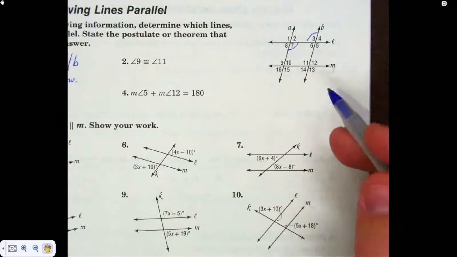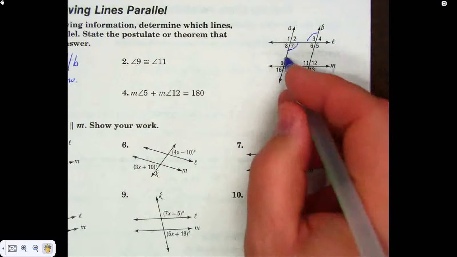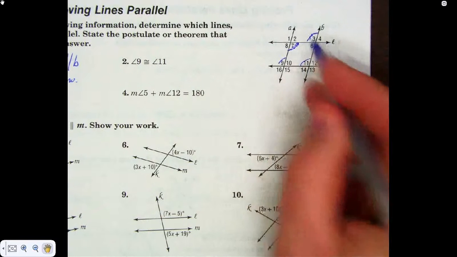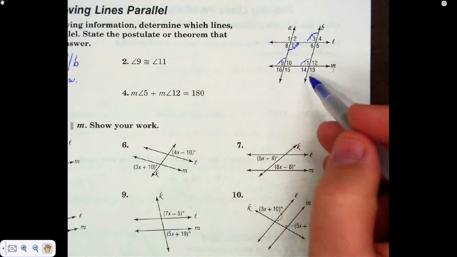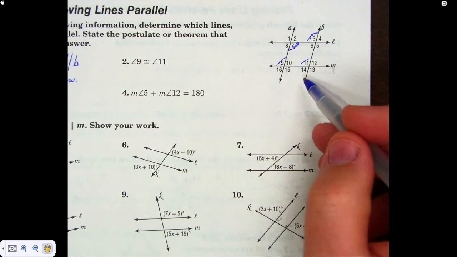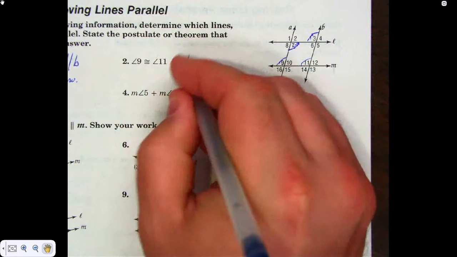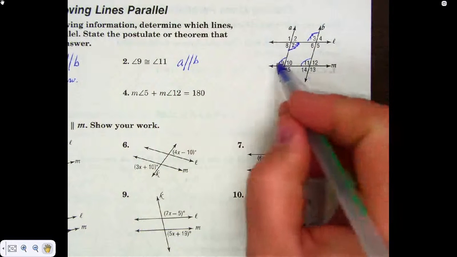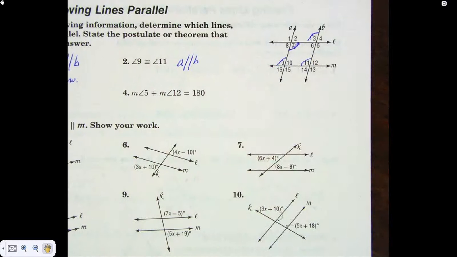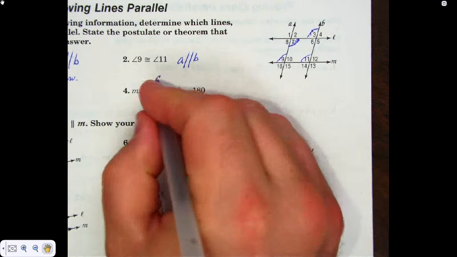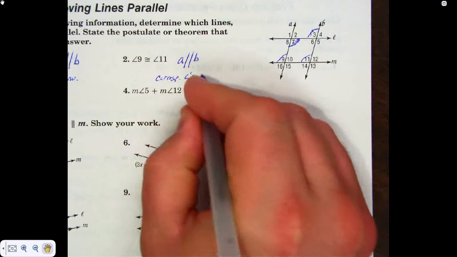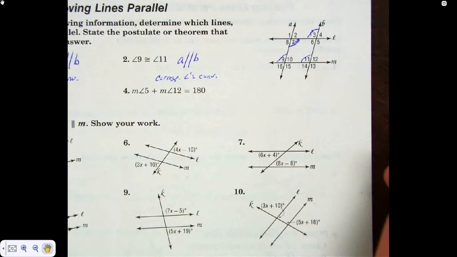Angle 9 and 11. 9, 11. Which two lines are parallel here? That determines that A is parallel to B. By what theorem? How does 9 relate to 11? Corresponding angles. So corresponding angles what? CONV, period, converse.